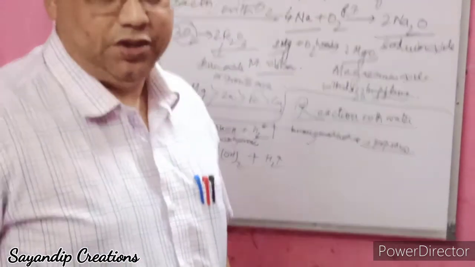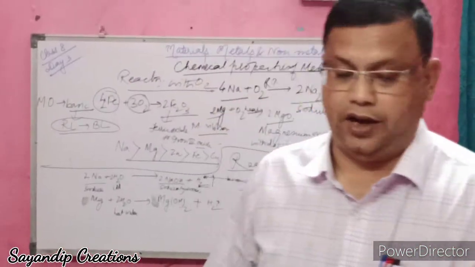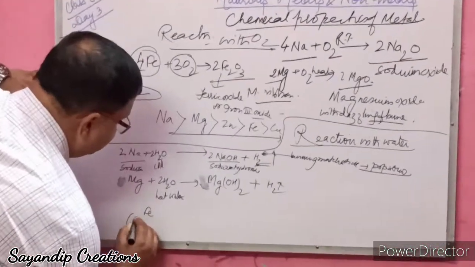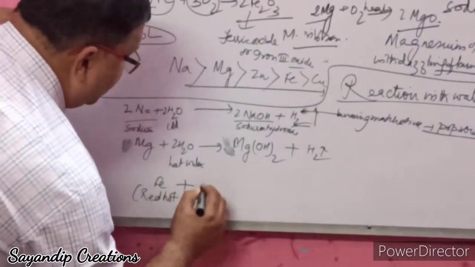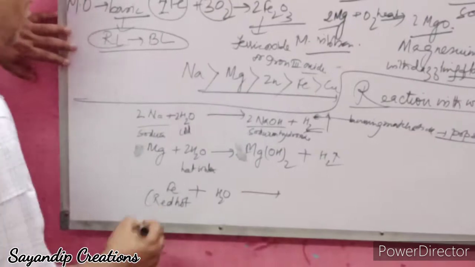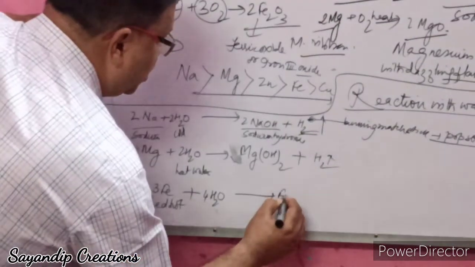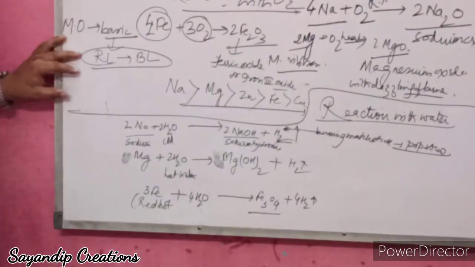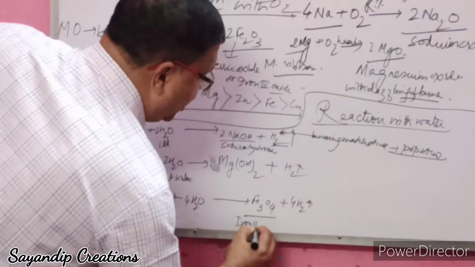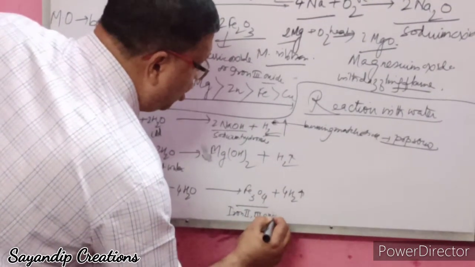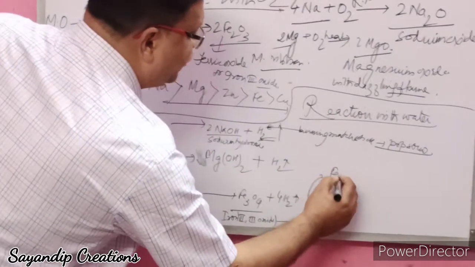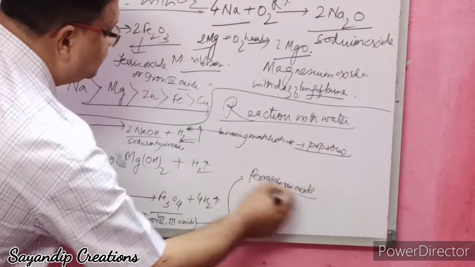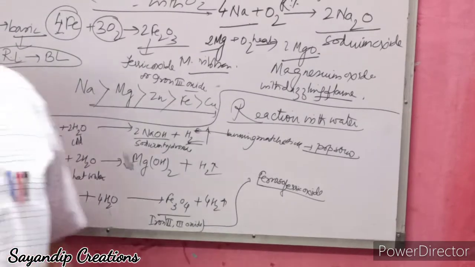Okay, same way it will react with iron. When it reacts, you take red hot iron, Fe. When reacting with water, it will form 3Fe plus 4H2O gives Fe3O4 plus 4H2. This is called iron 2,3 oxide, or you can say ferroso-ferric oxide. Same thing, with the liberation of hydrogen gas.